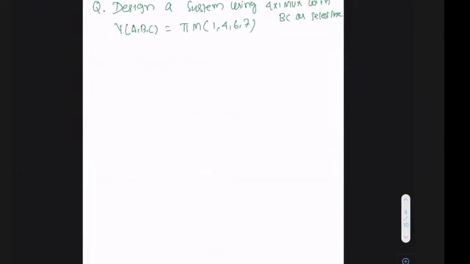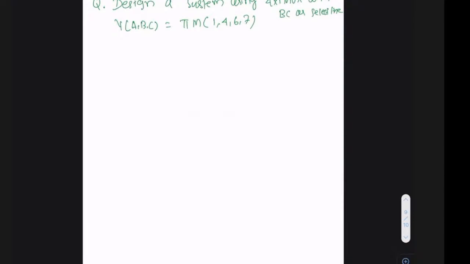So let us answer the next question. Design a system using 4x1 multiplexers with the min terms 1, 4, 6, 7, where B and C are the select lines. Such questions are also asked because in combinational circuits, if you ask me which has the highest chance to come, definitely it is from multiplexers and adder-subtractor. These are the two areas where 90% of the questions from combinational circuits will be asked.